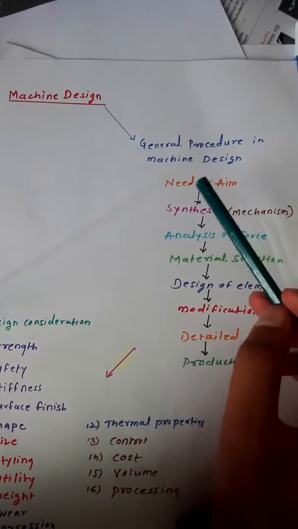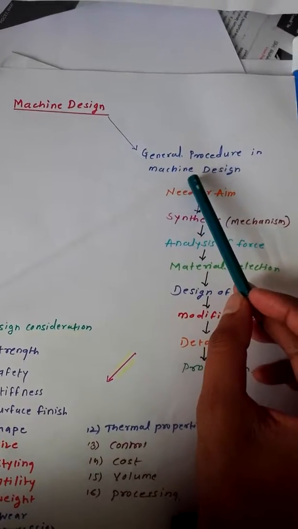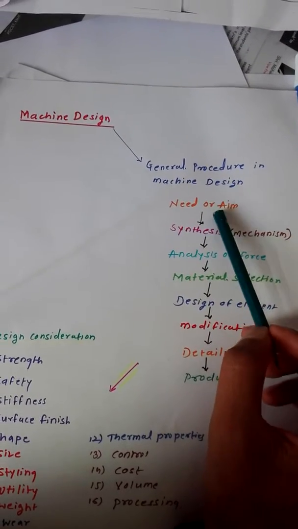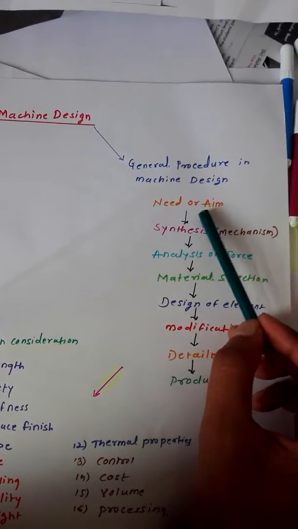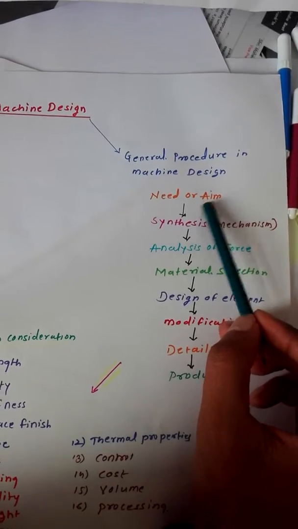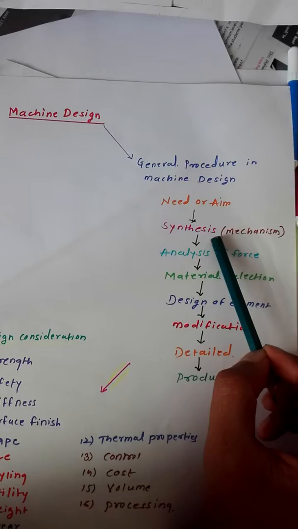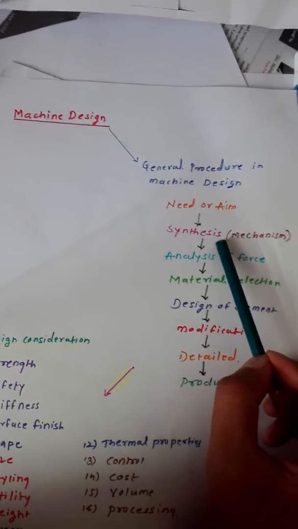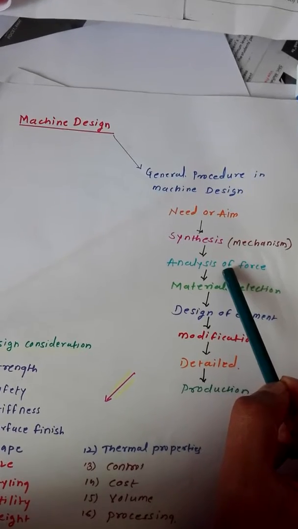So here, moving on to the next design procedure in the general design procedure in machine design. First of all, we need to find the aim, or what the needs of our development are, what improvement we require. After that, for that particular aim, what are the mechanisms that we can use. And next, the forces which are acting on that one.